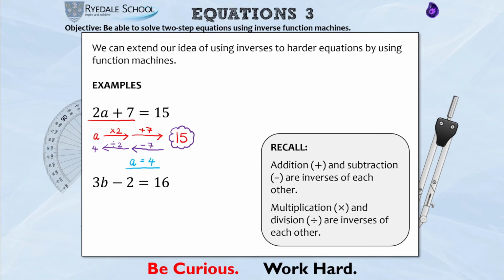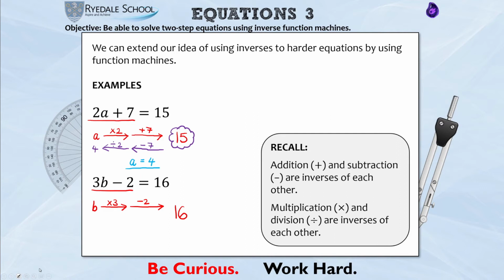Let's look at some more examples. What does this algebra mean? Well, it's 3b take away 2. So that is telling me I'm starting with b, and it's 3b, so I am timesing it by 3, and then I am subtracting 2. And the answer that comes out is 16.